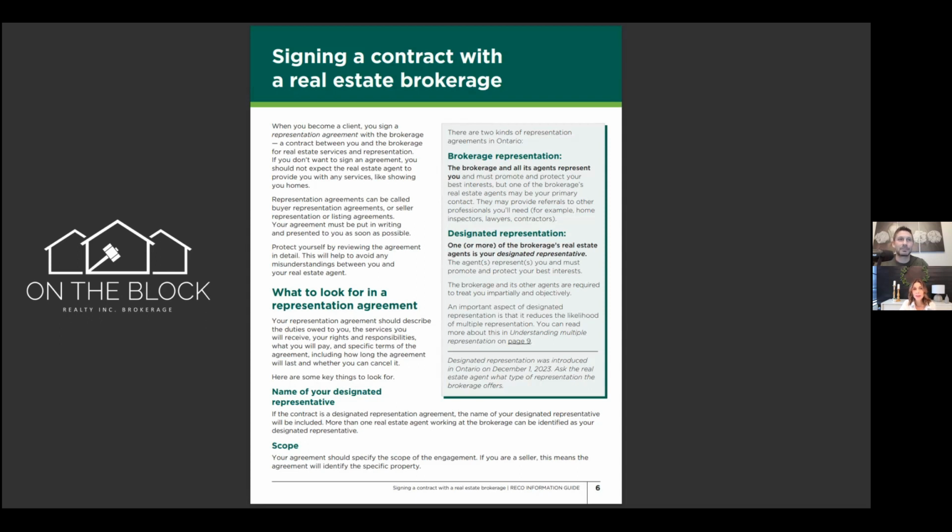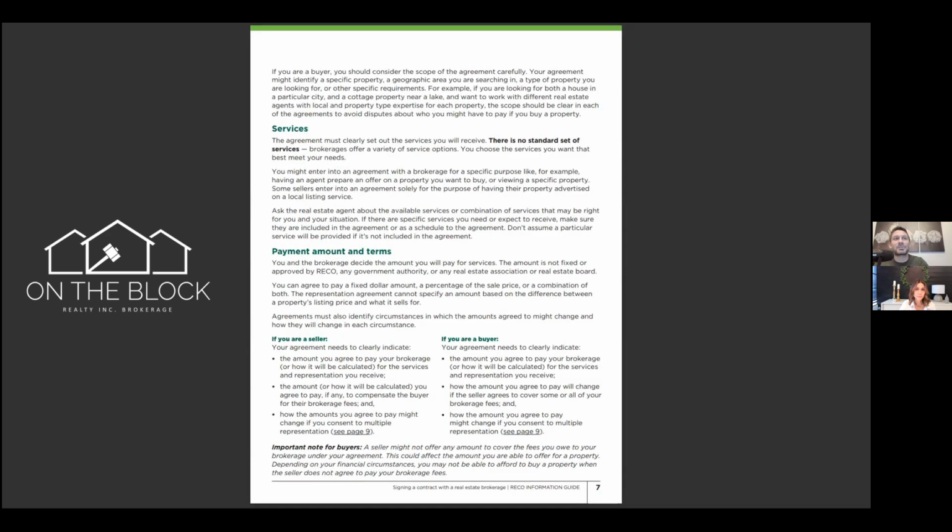A representation agreement has several required elements you should look for and understand before you sign. If the brokerage is a designated representation brokerage, you'll need to see the name of your designated representative on the agreement. Note that there can be more than one individual designated on the agreement. The scope of the agreement is also required. This means that the specific property being sold is to be identified in a listing agreement, or the details surrounding the specific area or details of properties being looked for in a buyer or tenant search.